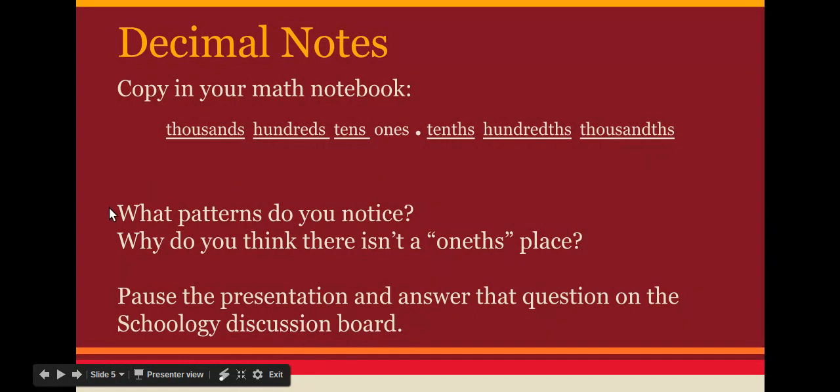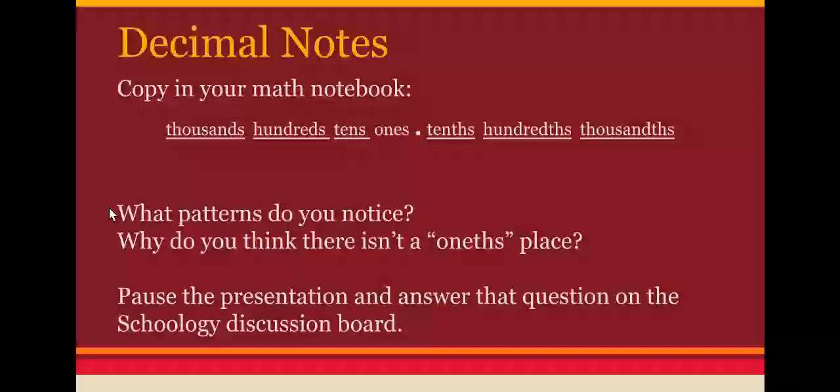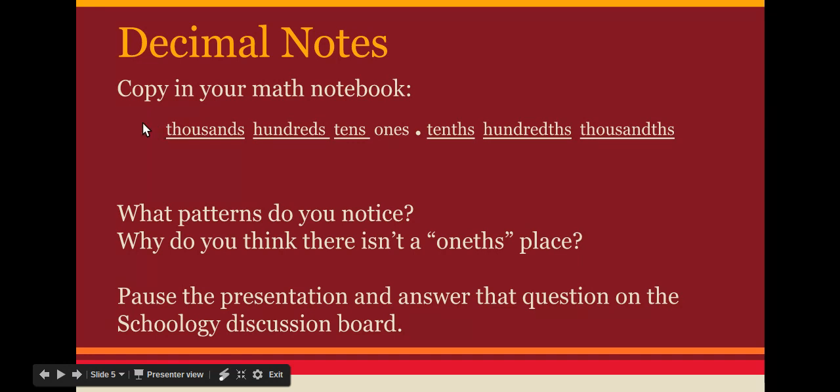There are a couple of questions to consider. What patterns do you notice, and why do you think there isn't a oneths place? I'd like you to pause the presentation, copy these notes, think about the questions, and then go back into your Schoology Lesson 2.1 assignments and answer the question on the discussion board: why do you think there isn't a oneths place? When you are finished with those directions, come back to this slide and resume the presentation to continue on.